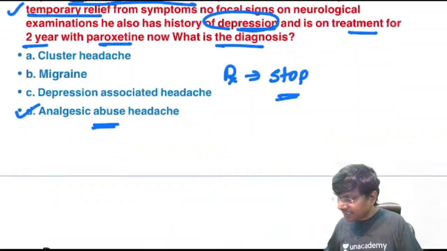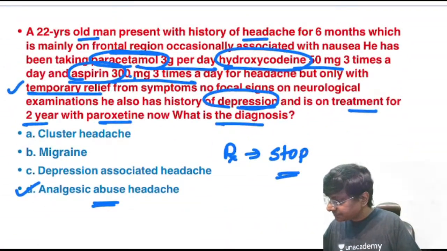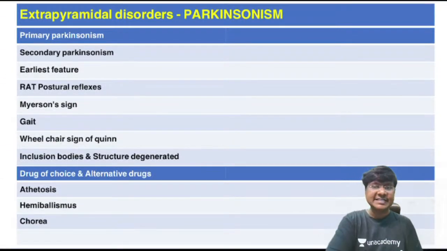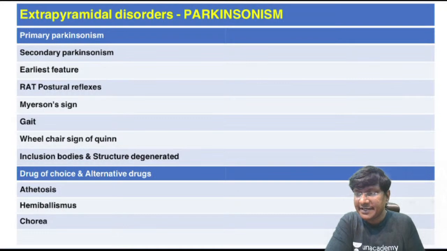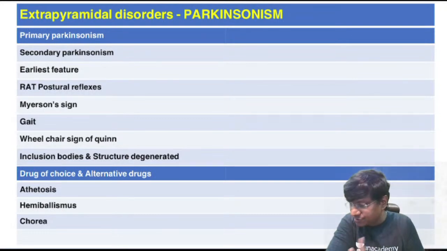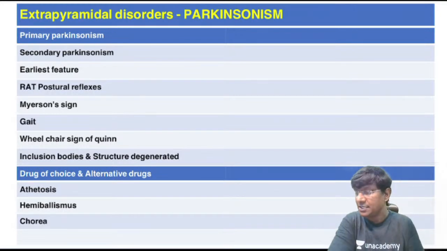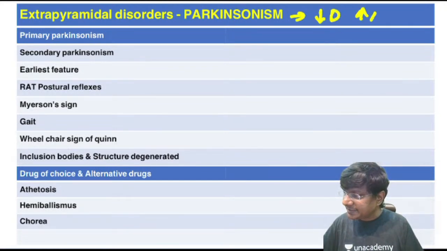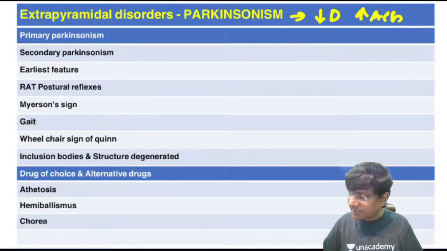Now after having discussed the important topic, that is headache, let me discuss the extrapyramidal disorder, and this particular extrapyramidal disorder will be Parkinsonism. Right, first important Parkinsonism, subsequently I will tell you the others as well. Now if you take Parkinsonism, what exactly happens, what is the biochemical abnormality? There will be decrease in the dopamine levels and there will be increase in the acetylcholine levels.